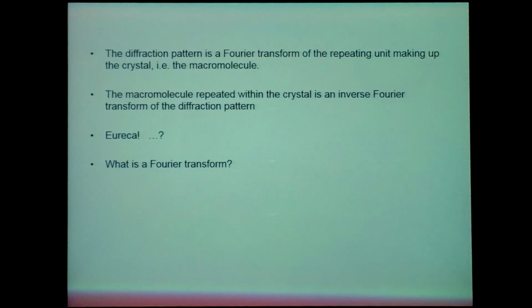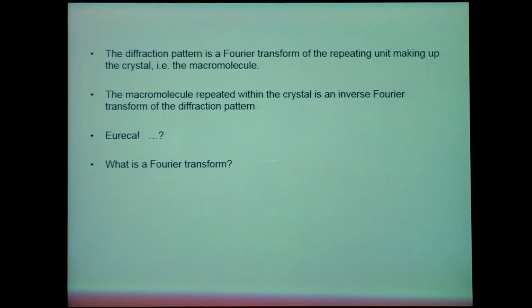The macromolecule repeated within the crystal is an inverse Fourier transform of the diffraction pattern. So the diffraction pattern is a Fourier transform of what's in the crystal. And if you do the inverse Fourier transform of the diffraction pattern, you should be able to get back to what the crystal looks like. And what we do is that inverse Fourier transform.